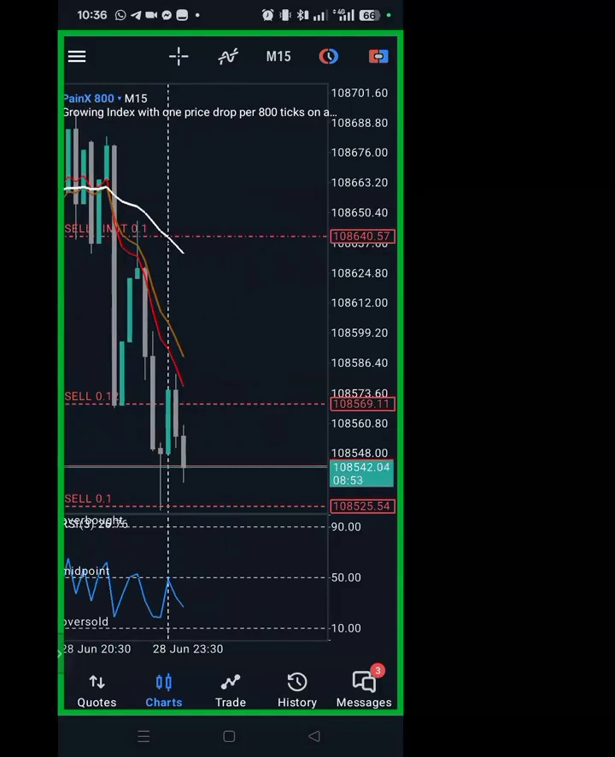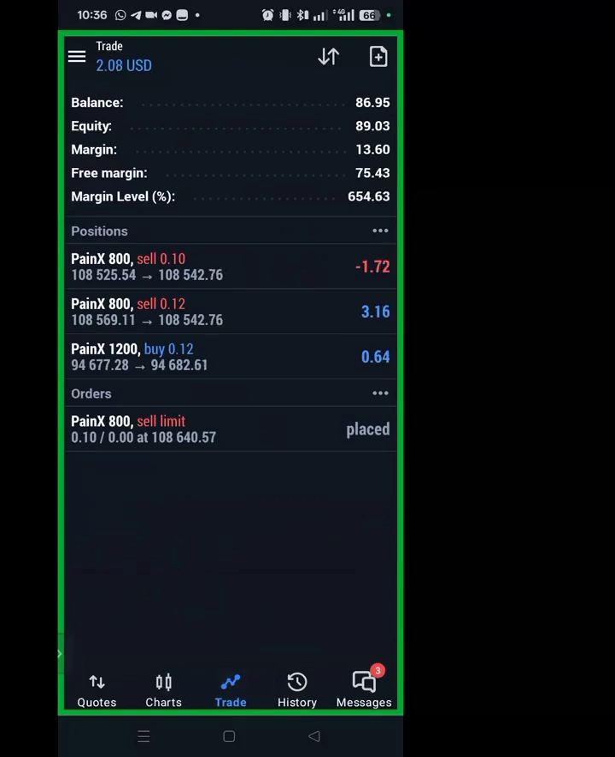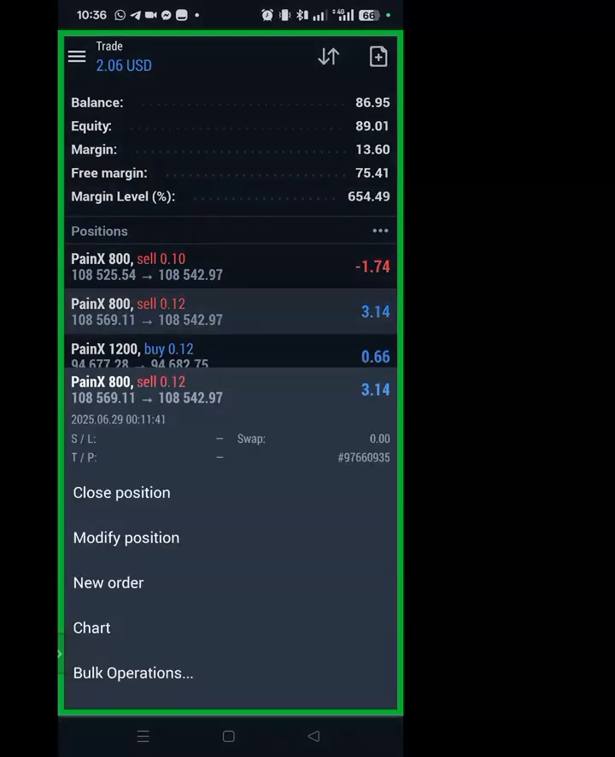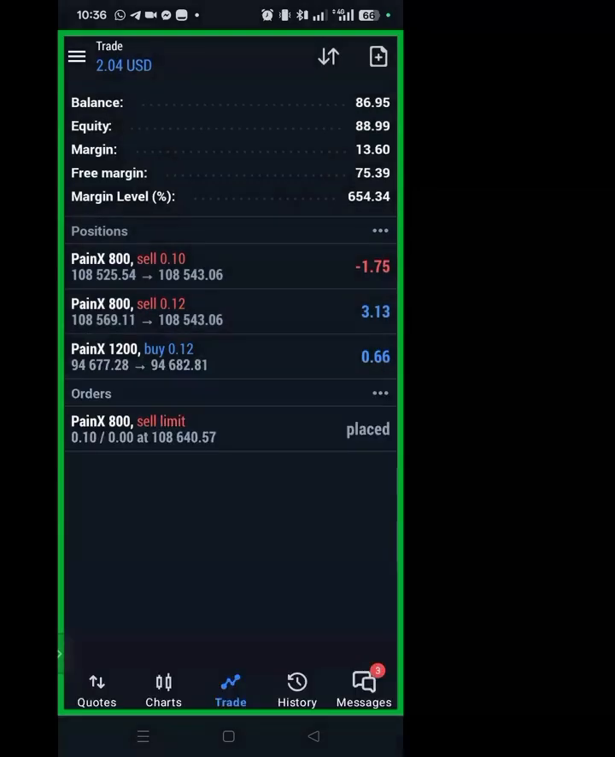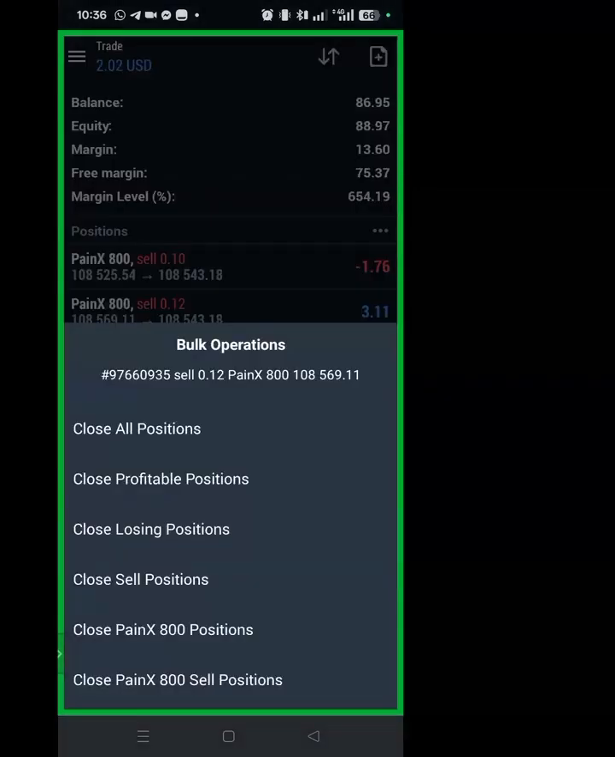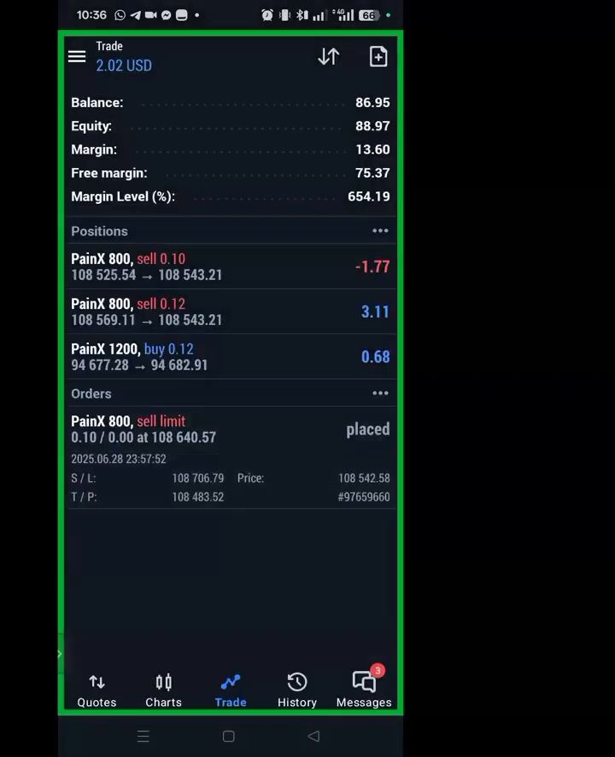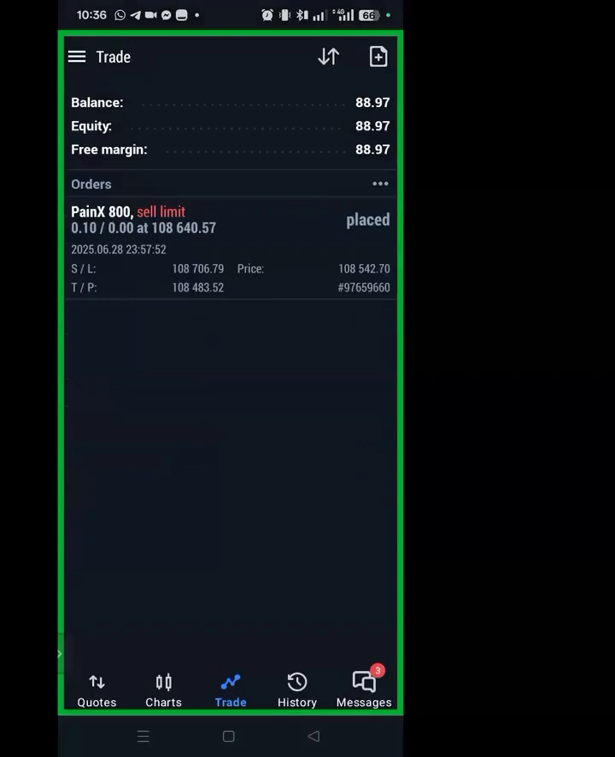So why should I wait? You see at the top here, I've made $2 something. Even though I still have a losing trade, why should I wait? I didn't kill anybody. All I need to do is just click and hold, click bulk operation, and then close off. I can click, see, it has closed everything. I've made $2.